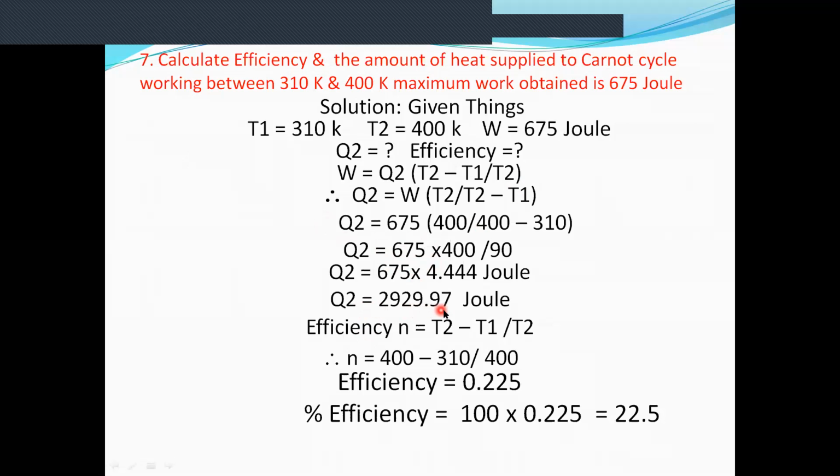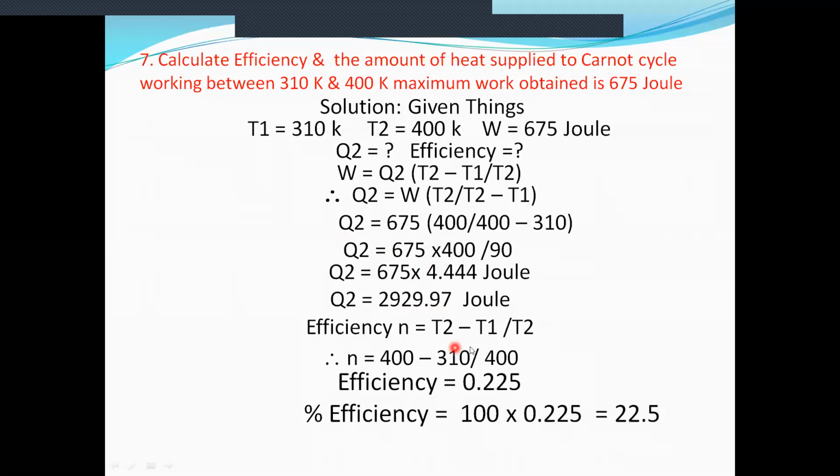So Q2 is equal to 2929.97 joule, and efficiency is equal to the same simple formula, 0.225.